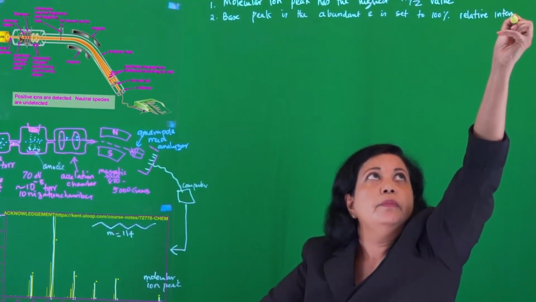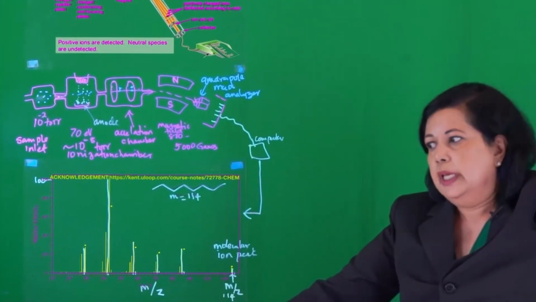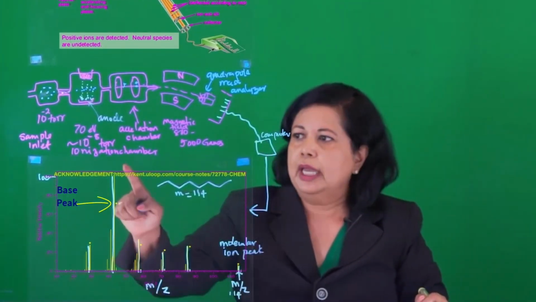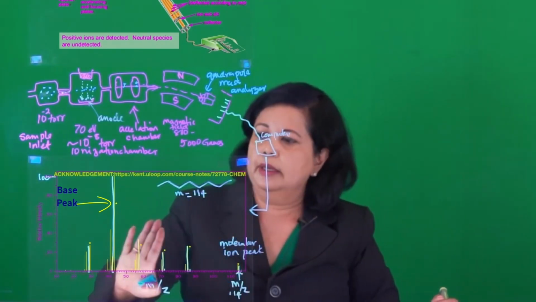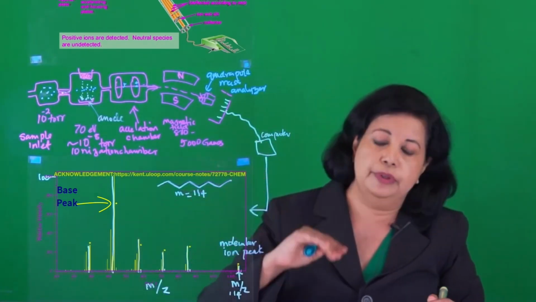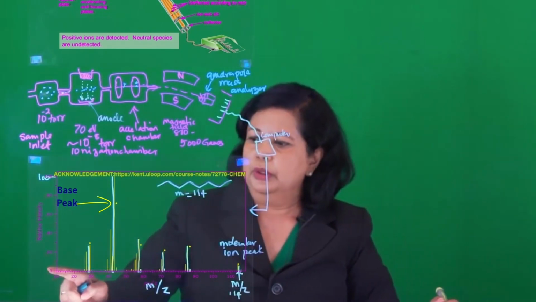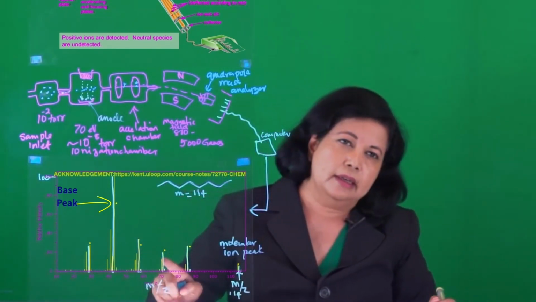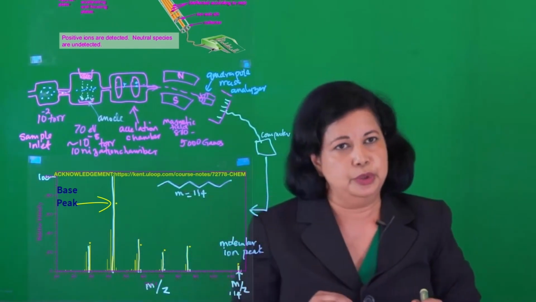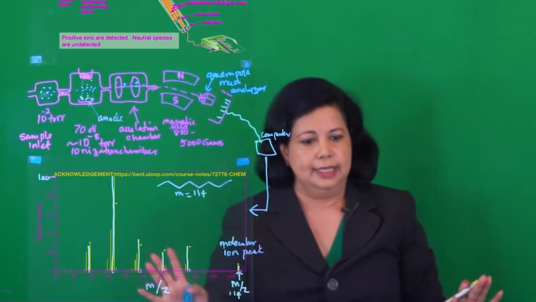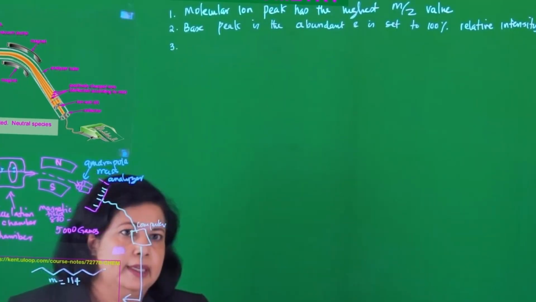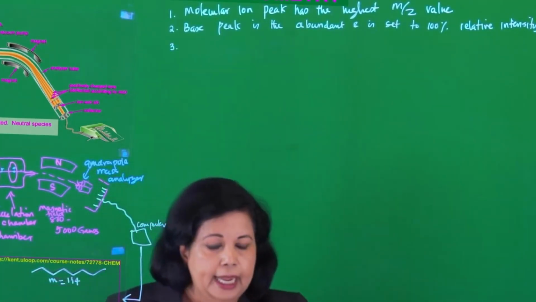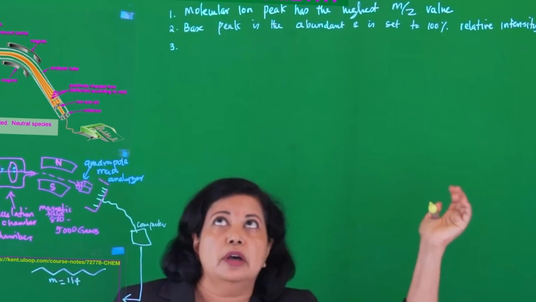Most of our information comes from the m over z here. We look at the base peak here and the fragments that are about 15 or 20. We don't look at all the tiny little sister peaks here because that would be too numerous for us to analyze. Now, what happens inside? When you have an electron attack a molecule, it knocks off its electrons.